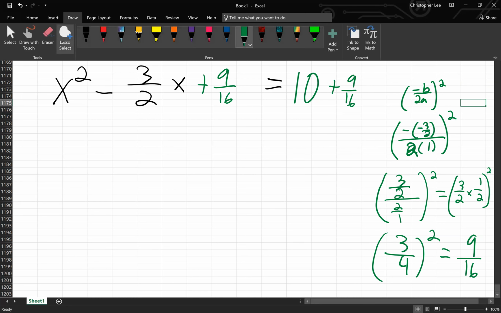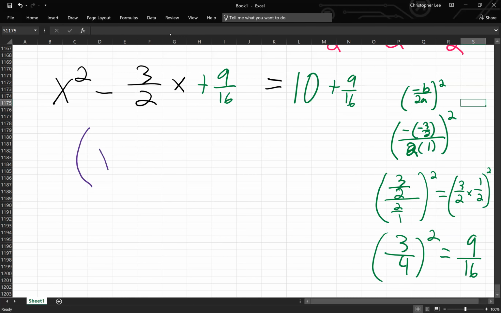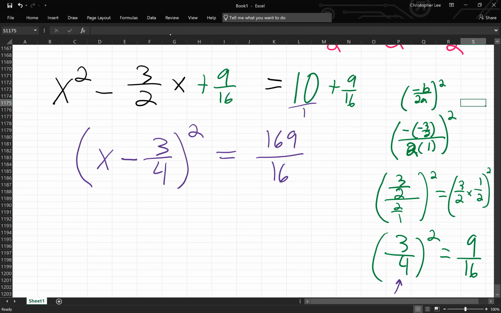All right, we're good to go. So here goes the factor right here. This is x. You know that the b term is negative, so this is going to be a minus, just like that. And then what two numbers did I use to multiply to get to the 9/16, which is 3/4, right? The 3/4 right here. And that's it. And then equals, this is what over 1? What's that going to be? 169/16, something like that.